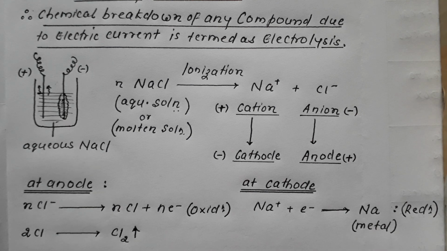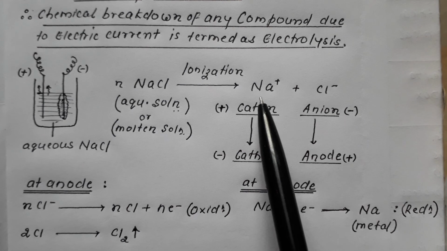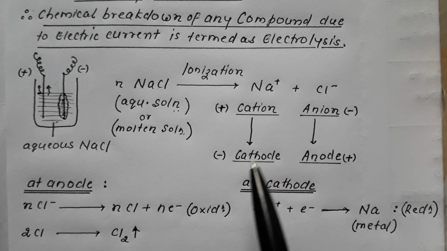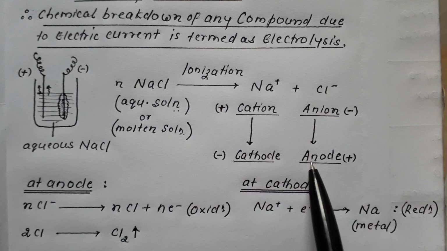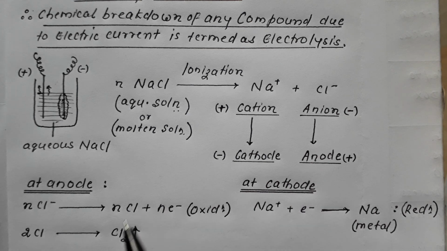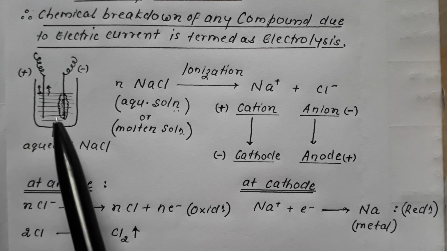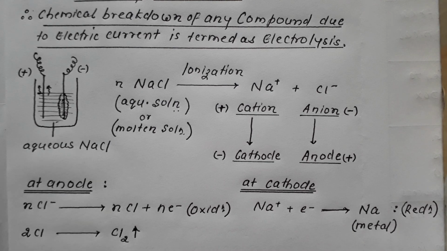So what is electrolysis? We say movement of ions toward their respective electrodes under the influence of applied electric field and undergoing the chemical change at the electrode is termed as electrolysis. In this case, at the anode chlorine gas is liberated, and at the cathode sodium metal is getting deposited.